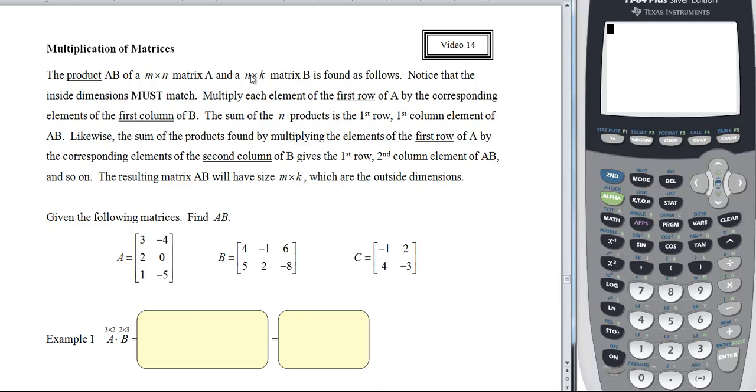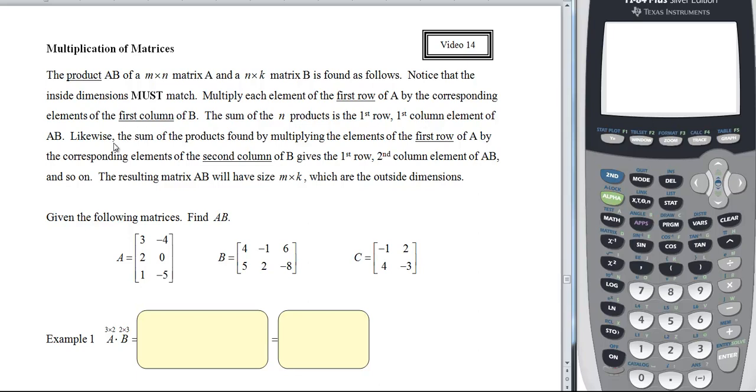You multiply each element of the first row of A by the corresponding elements of the first column of B. This is why the inside numbers have to match. Everybody has to have someone to multiply. So you do the multiplication and then you turn right around and you sum up the end products. When you do that, that sum is the first row, first column element of AB.